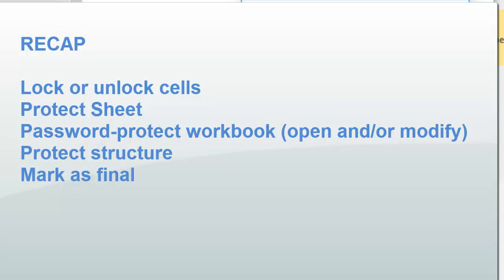At the top level, you can protect the workbook. Now you can either assign a password to open, a password to modify. You can protect it for structure. You can mark it as final. And you can even add a digital signature. That's how you want to go.